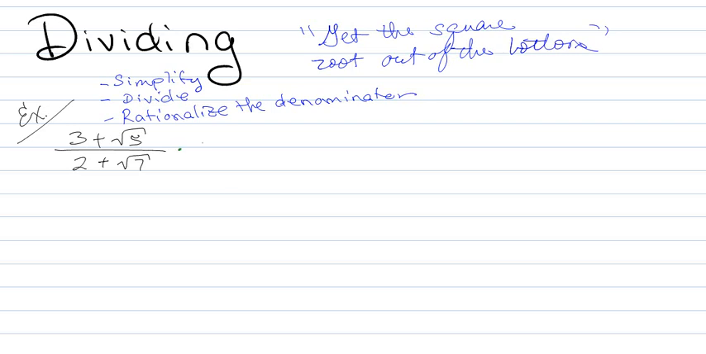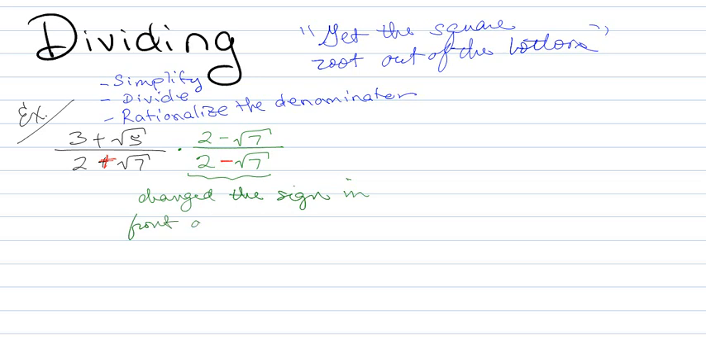And the way we did this, you may or may not remember. Down here we had 2 plus the square root of 7. What we do is multiply the top and the bottom by 2 minus the square root of 7. We took what was a plus sign and changed it to a minus sign, so we changed the sign in front of the square root. And this new term is what we called the conjugate.